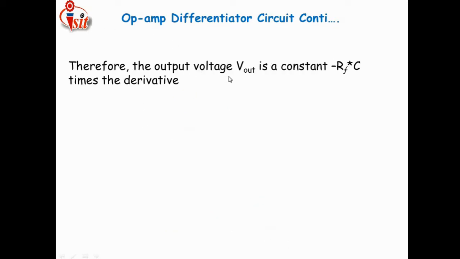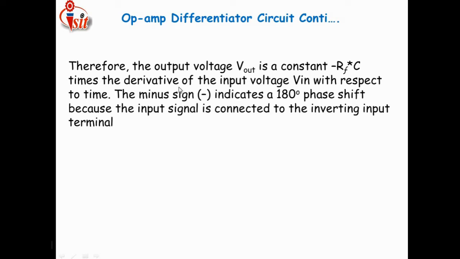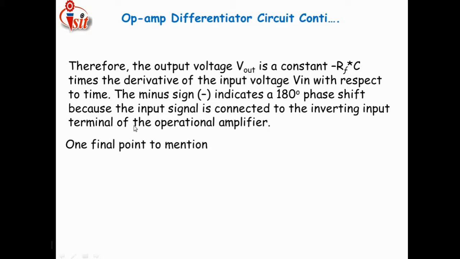Therefore, the output voltage Vout is a constant, that is minus Rf into C, times the derivative of the input voltage Vin with respect to time. The minus sign indicates, as I told, the 180 degree phase shift, because the input signal is connected towards the inverting input terminal of the operational amplifier.